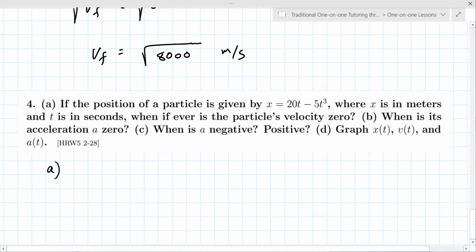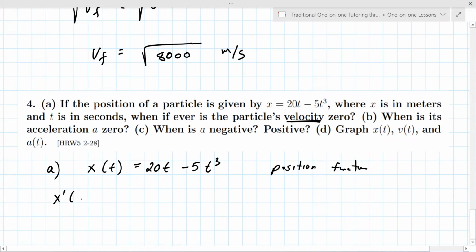Okay, so part A, they're giving you a position function. This is your position function. And they're asking you about velocity. I think you saw this in class today. The derivative of position is velocity. So what is the derivative of this function?